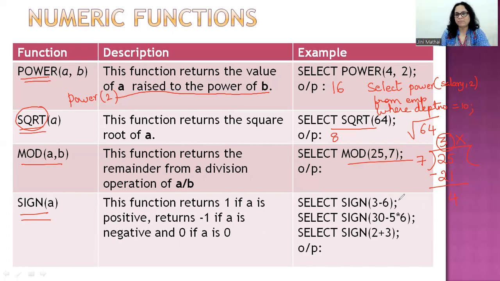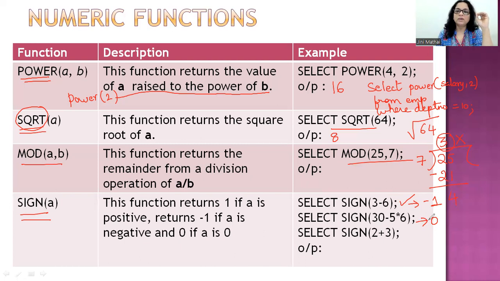Let's look at some examples. Look at the first one. 3 minus 6. 3 minus 6 is nothing but -3. So what is the value of A? -3. If A is negative, what answer will this function give me? -1. Now let's look at the next one. It says 30 minus 5 into 6. 5 into 6 is also 30. So 30 minus 30 is 0. So what's the value of A? 0. When the value of A is 0, what answer does the sign function give me?